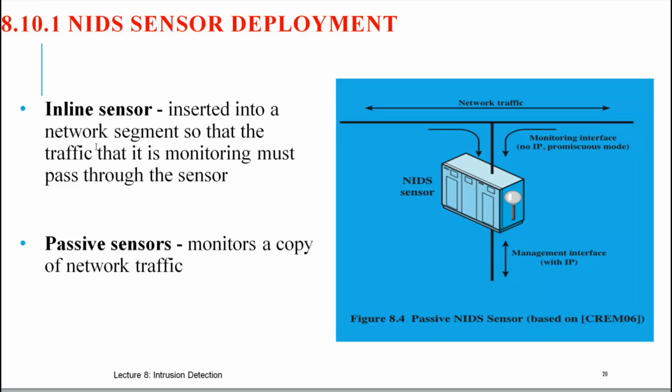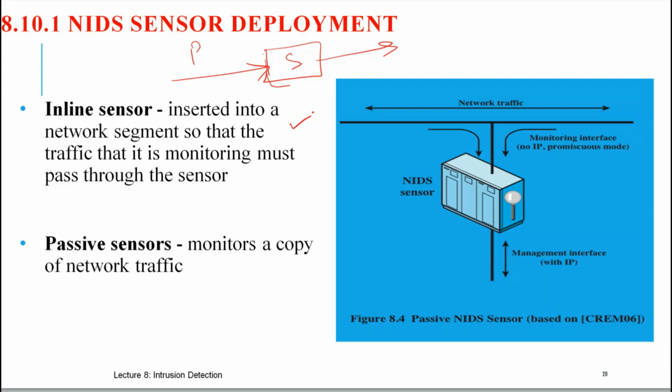An inline sensor is inserted into the network segment so that the traffic being monitored must pass through the sensor. The inline sensor will be like this. That means your packet will travel through the sensor. The network traffic, or the network packets, will move through this particular sensor. So this is the inline sensor.